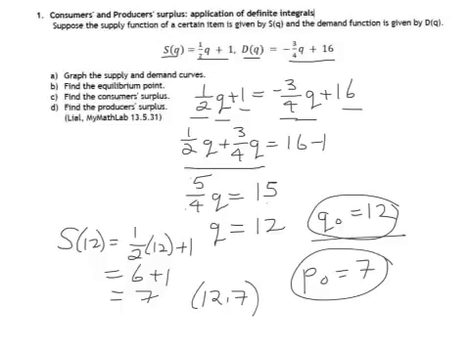We found the equilibrium point, and now we're going to be using our consumer and producer surplus functions in order to find out the value of them. And we're going to be going on the next page. We'll start with the consumer surplus.